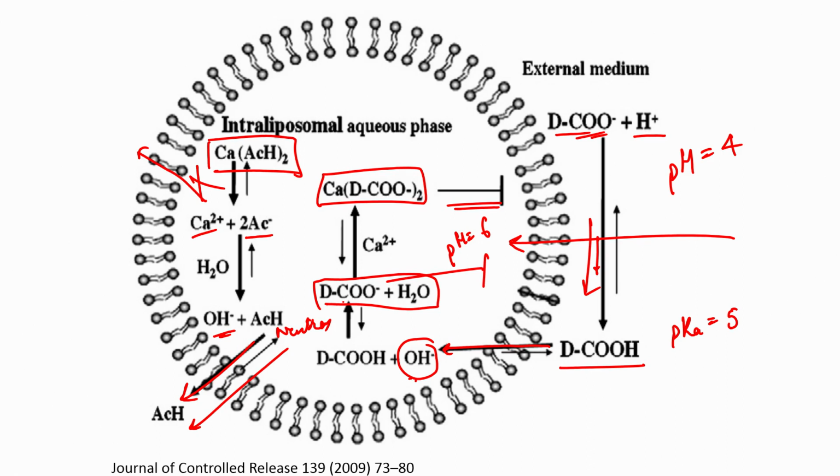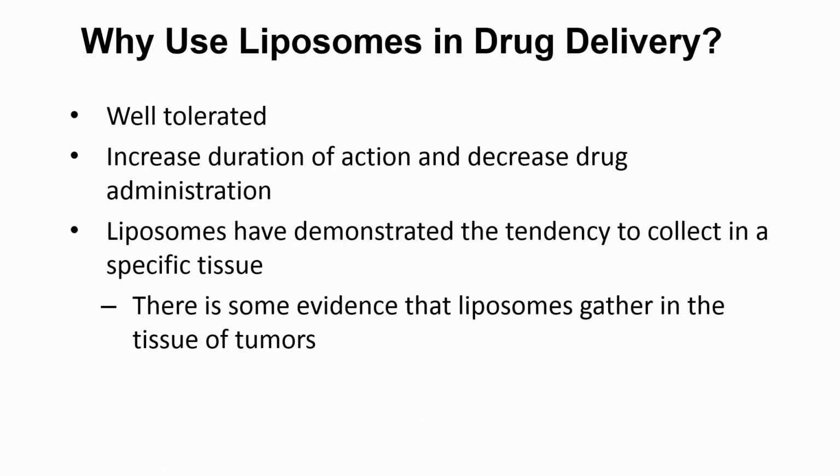But as I said, this only works if you have a weak acid or a weak base. If you have a strong acid or a completely neutral molecule, this is not going to work. So why use liposomes in drug delivery? As I said, first of all, they are very well tolerated. Essentially you are using the same components that are already present in the body, in these cells, these phospholipids and all. You can increase the duration of action, because of course this is a controlled release. So now your drug is slowly diffusing out, so you can have a much more controlled release.